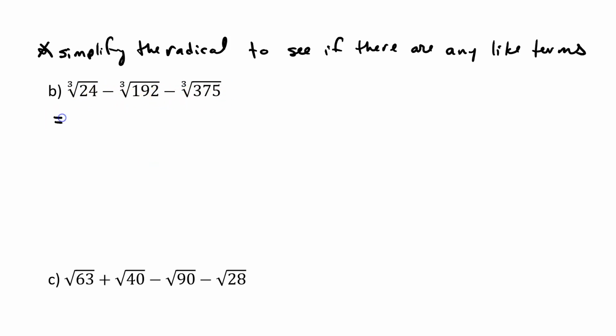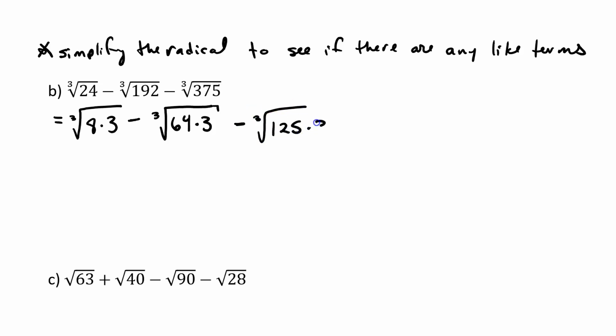So what I'm going to do is I'm going to say, okay, the cubed root, now remember this is not a coefficient, this signifies the cubed root. So the cubed root of 24 is the same thing as 8 times 3, because 8 is a perfect cubed factor, minus the cubed root of 64 times 3. 64 is 4 cubed, minus the cubed root of 125 times 3, which is 5 cubed. So here's the thing, we're noticing, hey, 3, 3, 3, that's what's going to be left over.